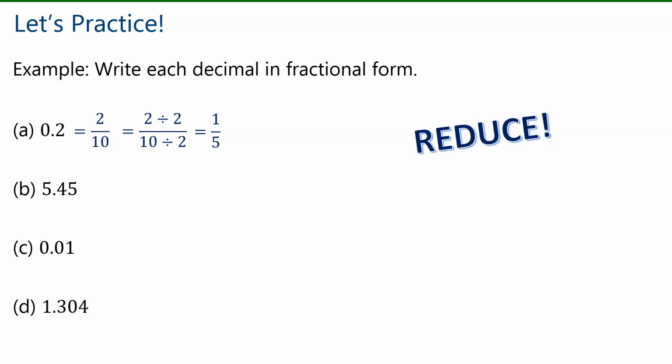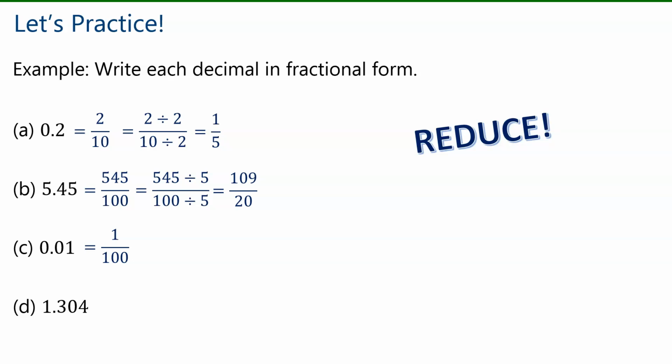Now for B, I have 5 and 45 hundredths. So I can write it as 545 over 100. Because the numerator ends in a 5 and the denominator ends in a 0, I know that I can divide both of these numbers by 5. Using a calculator, I get 109 over 20, and I can't reduce that anymore. Now for C, I have 1/100th, and that is already fully simplified.